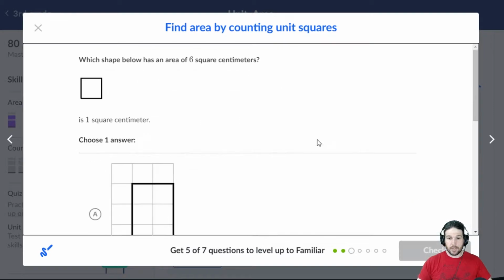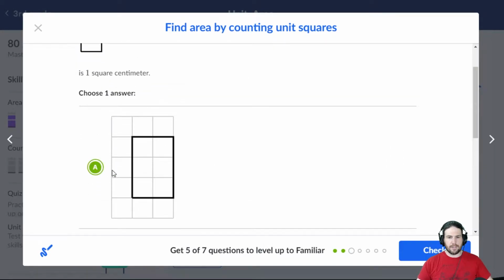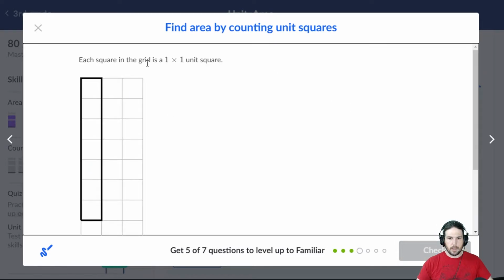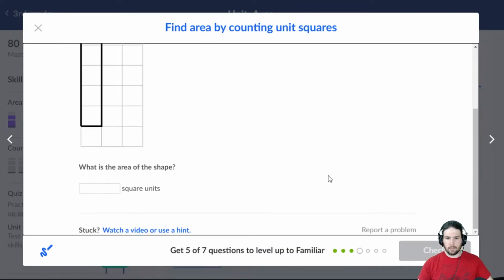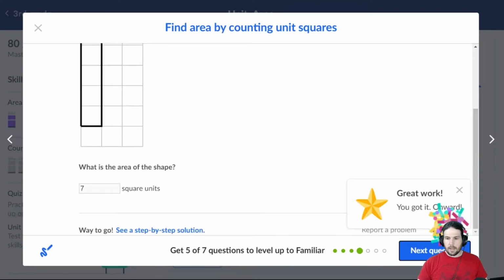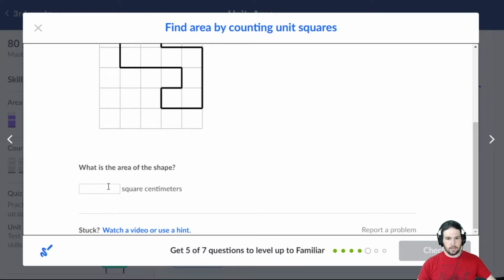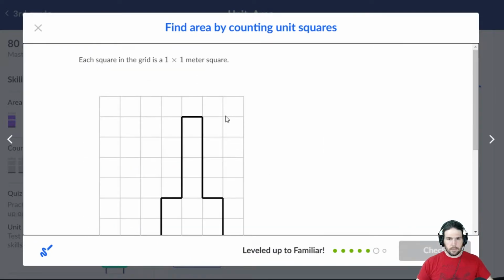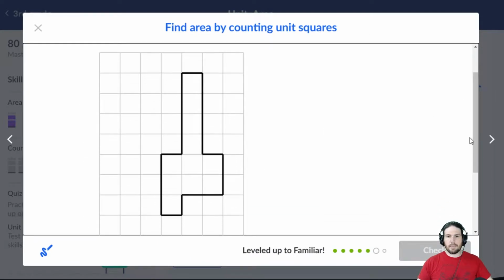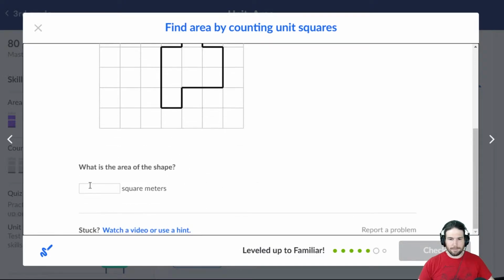Okay, just making sure. Which one has 6 square centimeters? Well, I don't even have to look any further. It's that one. 1, 2, 3, 4, 5, 6. That looks like 7 to me. 1, 2, 3, 7, 8, 9, 10, 11, 12. Is it me, or does that look like a big middle finger? I don't know. Maybe it's just me. 1, 2, 3, 4, 10, 11.